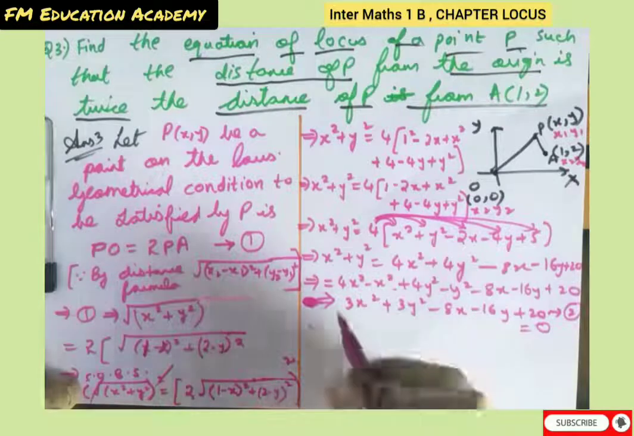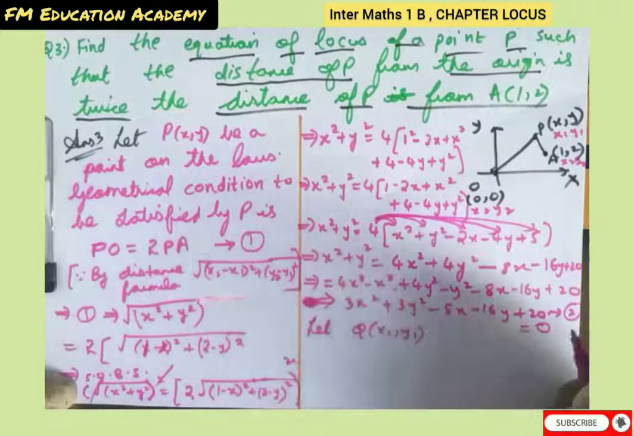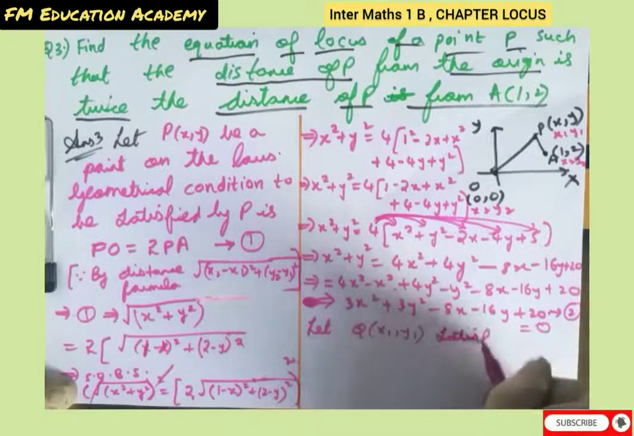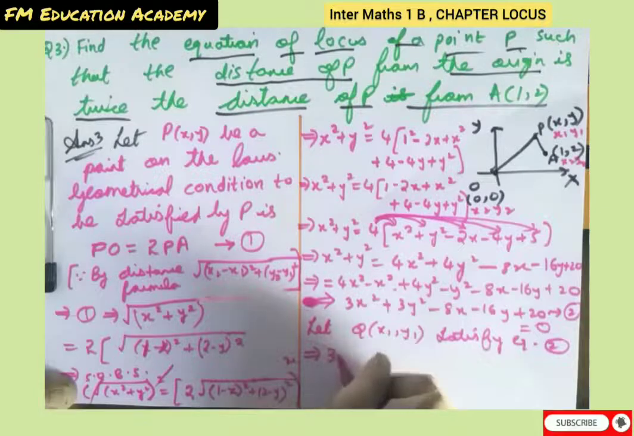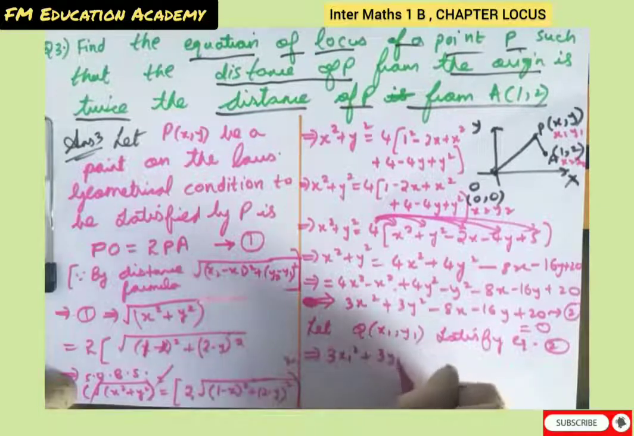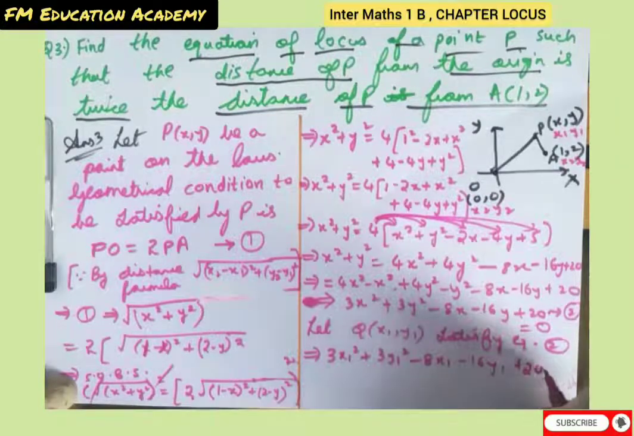How to verify? Let Q (x1, y1) satisfy equation 2. So in place of x and y, substitute x1, y1. So it will become 3x1 square plus 3y1 square minus 8x1 minus 16y1 plus 20 is equal to 0. This is our equation 3.